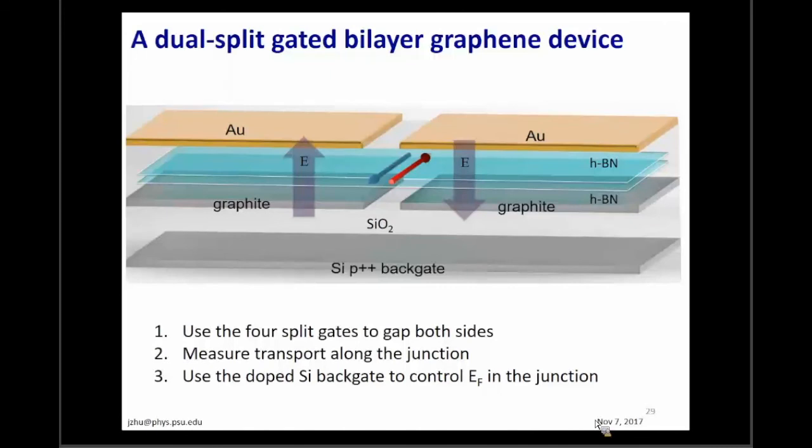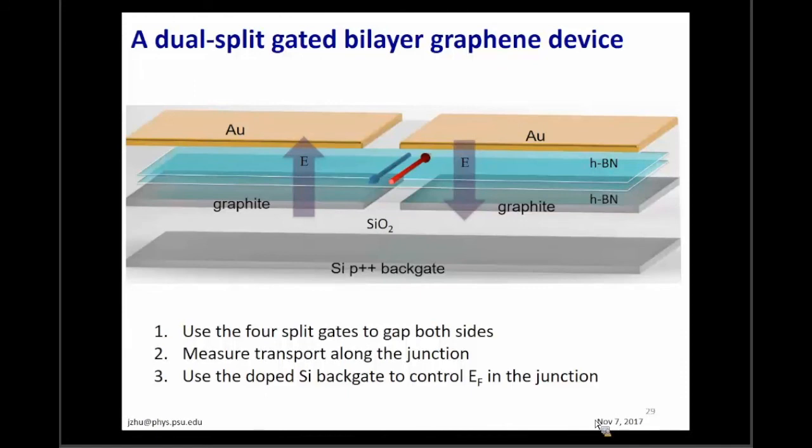So the way we make our devices, again, is we sandwich our bilayer graphene, these two blue sheets, in between hexagonal boron nitride. We're going to pattern a pair of split gates on top. These are graphite sheets, actually, at the bottom, and leave a junction about 60, 70 nanometers. We're going to align these gates over here, and then we're going to use a bottom gate here to control the Fermi level inside the junction. Everywhere else, this gate doesn't work. It's screened by that, it's screened by that, but it controls the Fermi level inside the junction.